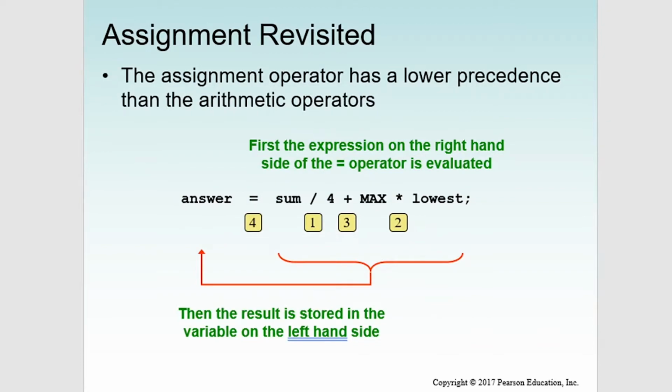Assignments revisited. The assignment operator has lower precedence than arithmetic operators. So here they're giving you answer is equal to sum divided by 4 plus max times lowest. What they're saying is all this is going to happen first before you assign that to answer. So division happens first, then the multiplication, then you're going to do the addition, and the last thing you'll do is assign the result to answer.